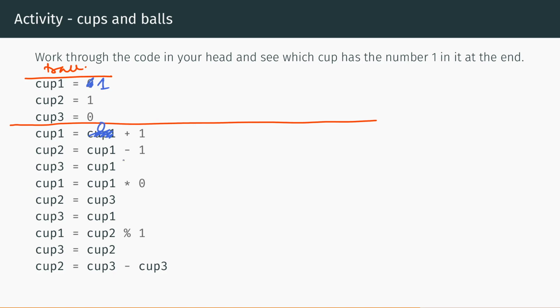Next, cup2 equals cup1 minus 1. Again, replace the cup1 by its value. So value of cup1 is 1. Replace this by 1. 1 minus 1 is 0. Cup2 now has 0. Cup3 equals cup1. Cup1 is 1, right? Cup1 is 1. So this is 1. Cup3 is also 1.